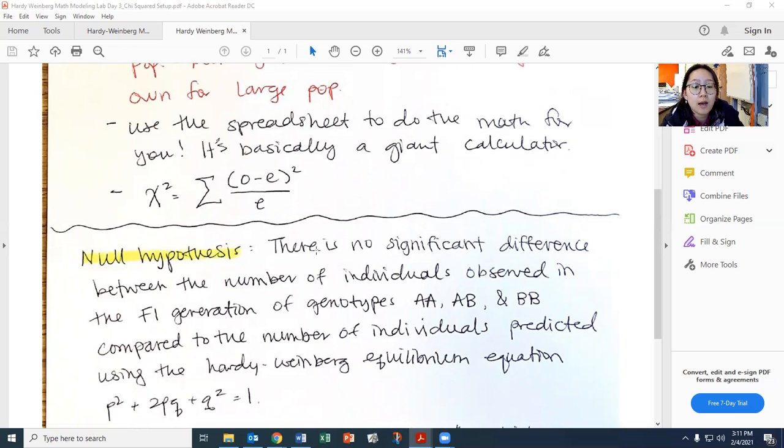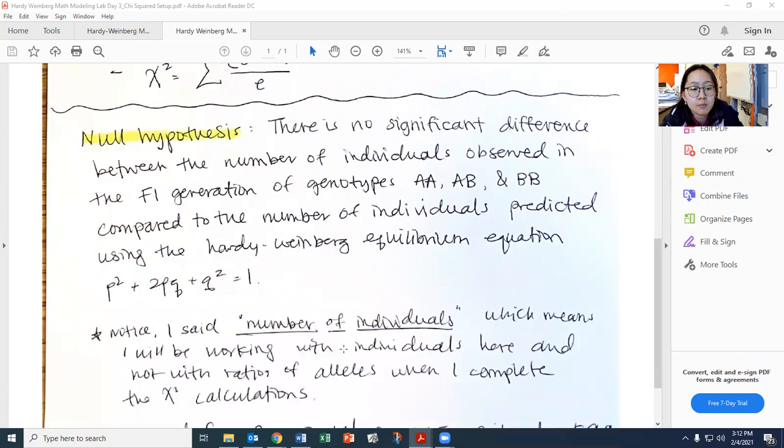So what I wrote is, there is no significant difference between the number of individuals observed in the F1 generation of genotypes AA, AB, and BB compared to the number of individuals predicted using the Hardy-Weinberg equilibrium equation, P squared plus 2PQ plus Q squared equals 1. And so again, we're comparing the number of individuals.